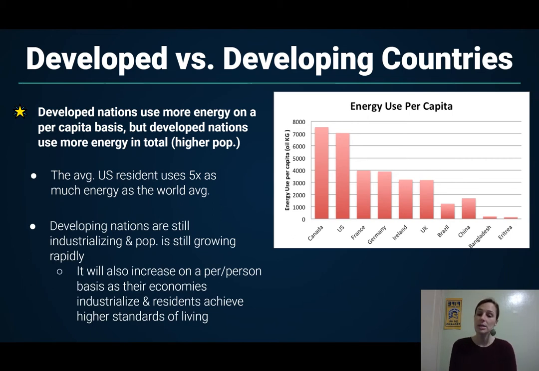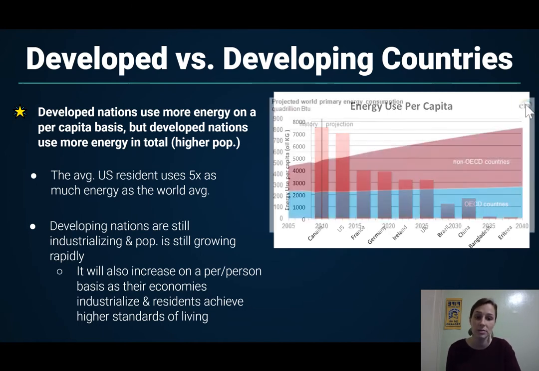Now, something that's important to keep in mind is that developing nations are still in the process of industrializing and their population is still growing rapidly, which we talked a lot about in Unit 3. So when we're thinking about future energy use, we need to be aware that in these developing nations, as they become more industrialized, this energy use per capita is going to be increasing as their residents achieve higher standards of living.